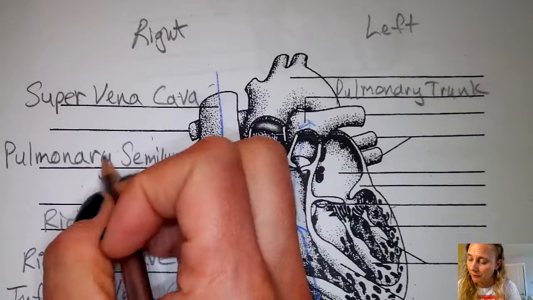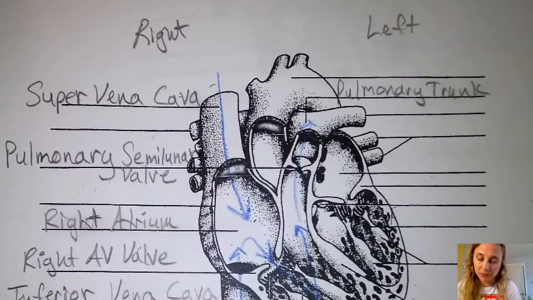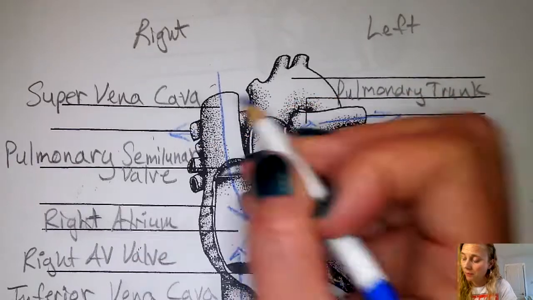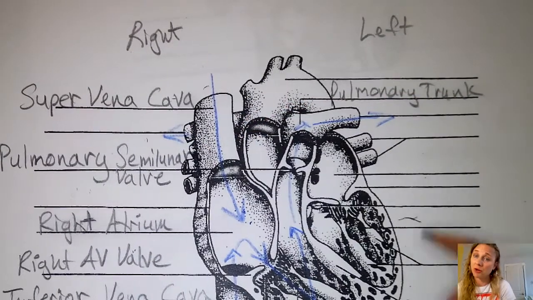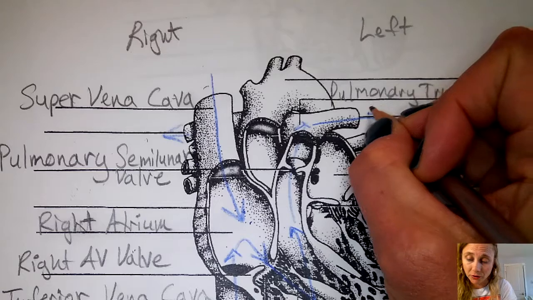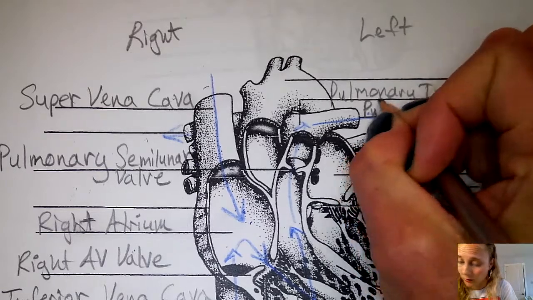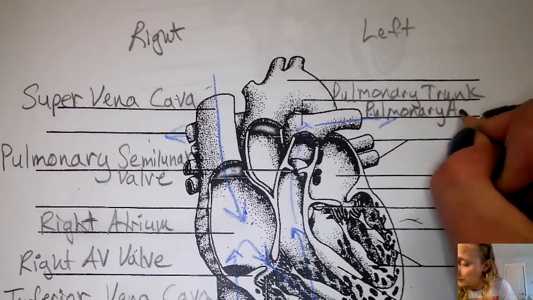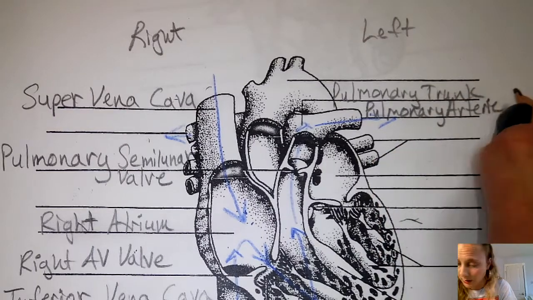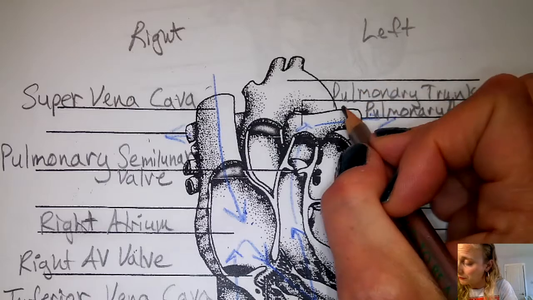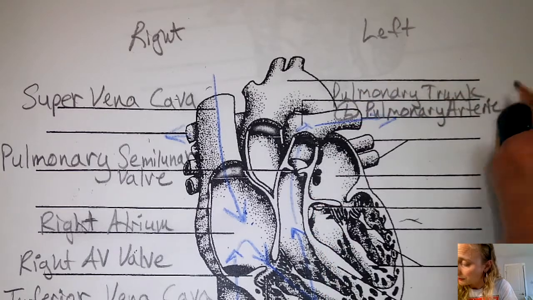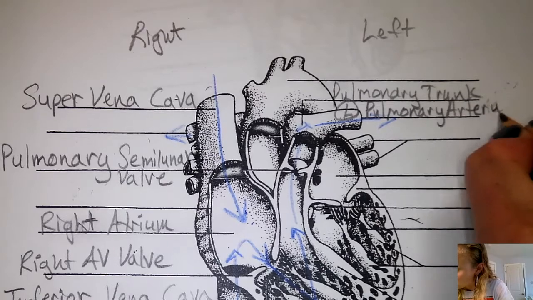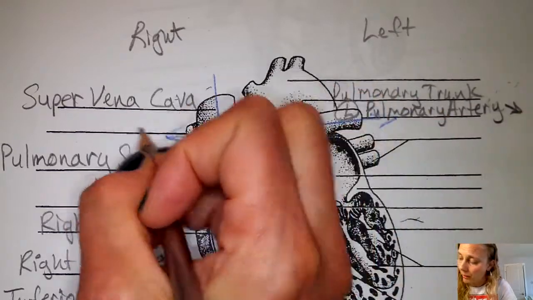So the semi-moon shaped valve is going to protect the lungs and that unoxygenated blood as it goes into the left and right pulmonary arteries. Remember, even though it's unoxygenated blood, it's leaving the heart. Art is from the heart. So we're going to label these pulmonary arteries. That one was the left pulmonary artery. Okay, so I guess we could just say, yeah. And then right pulmonary artery.